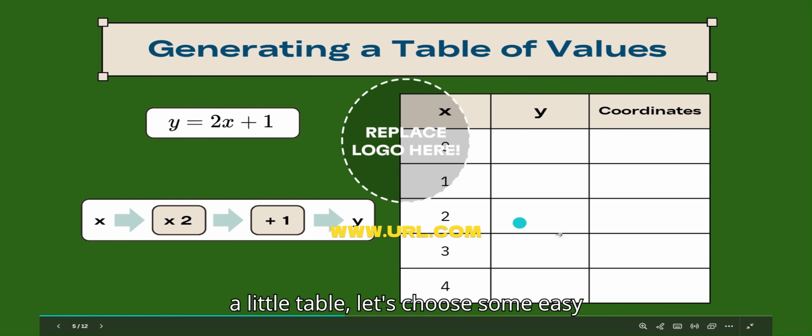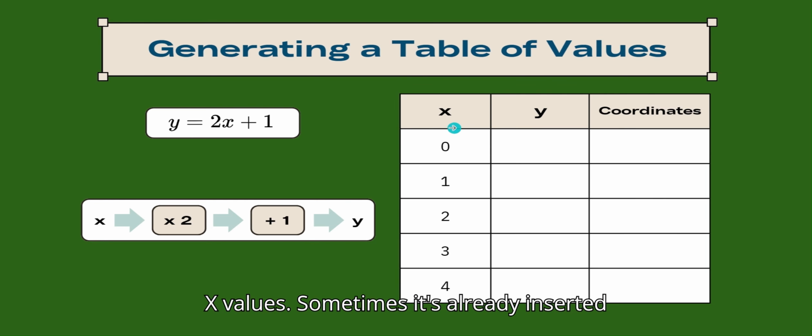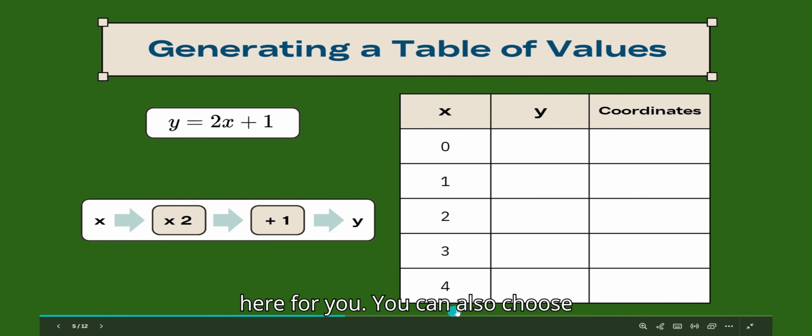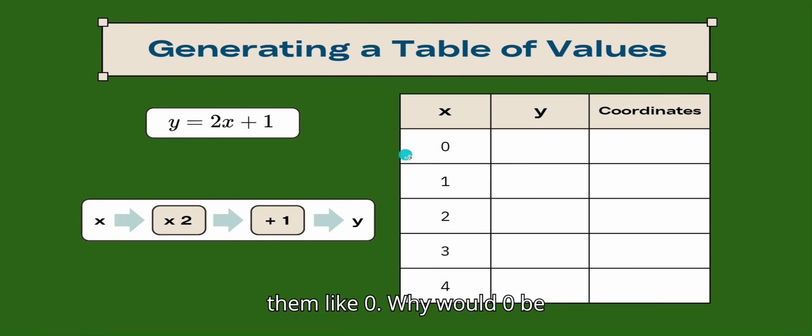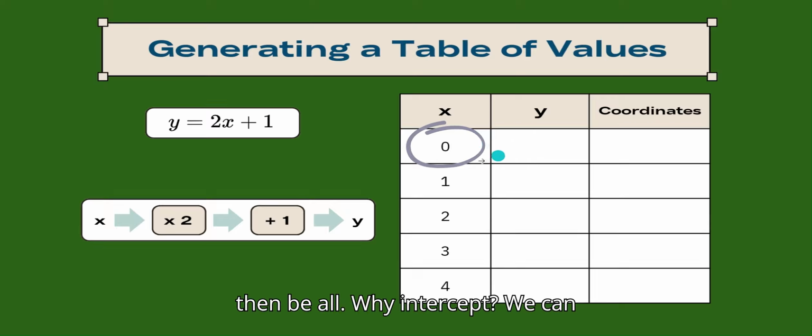We're going to have our little table. Let's choose some easy x values. Sometimes it's already inserted here for you. You can also choose them like 0. Why would 0 be very important for us to choose? Because where x is 0 is going to show us where it is going to cut the y-axis, and that will then be our y-intercept we can see from the start.